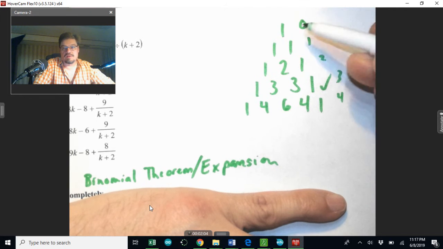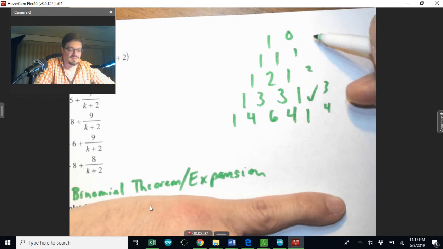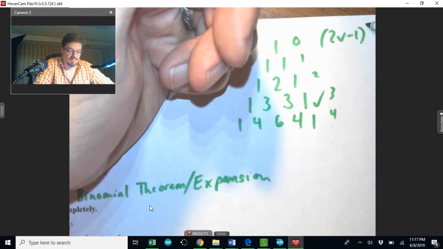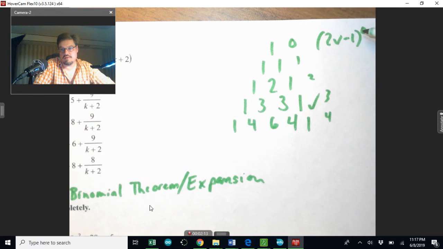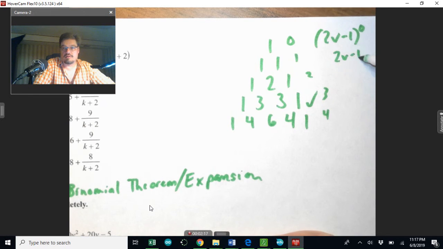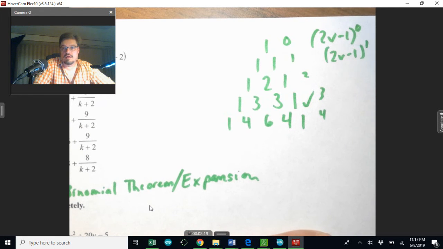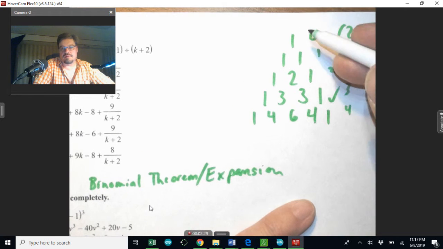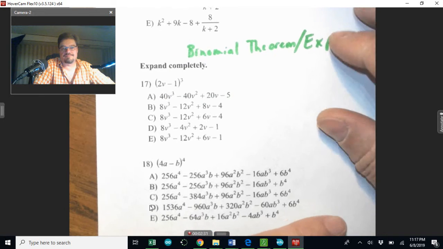The reason being is, what do we have? 2v minus 1. If we had that to the 0 power, you'd get 1. If you had it to the first power, it looks like you would just multiply 2v times 1 and then negative 1 by 1. So you're going to get the same thing. So it does work, but just remember you count starting with 0.